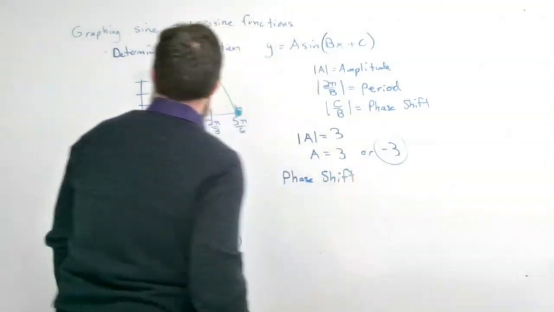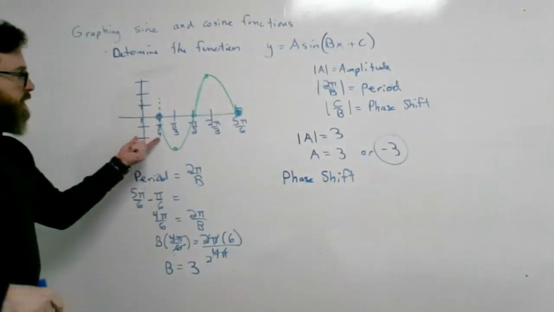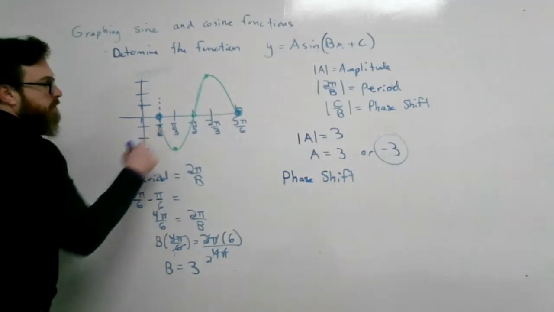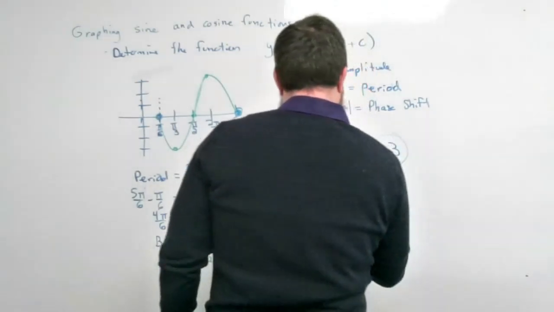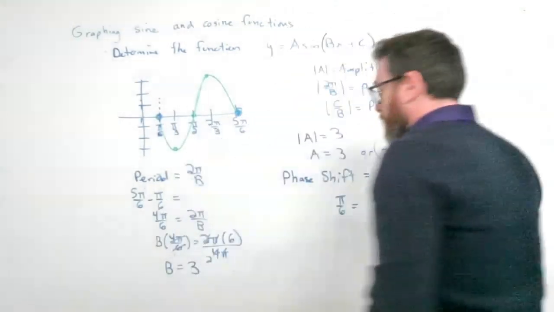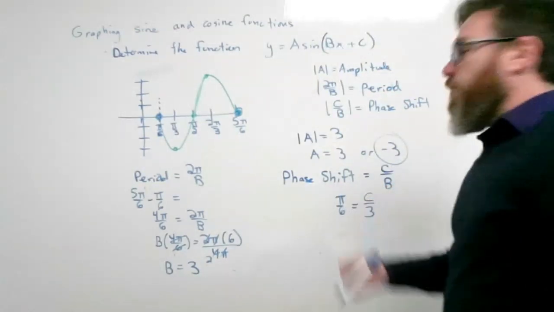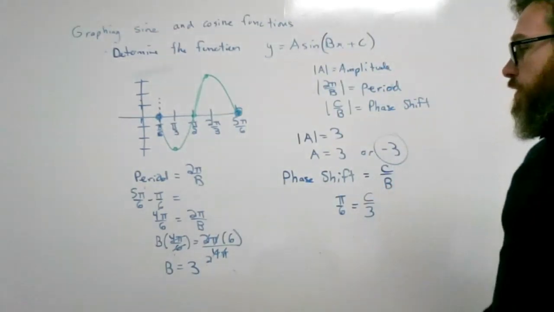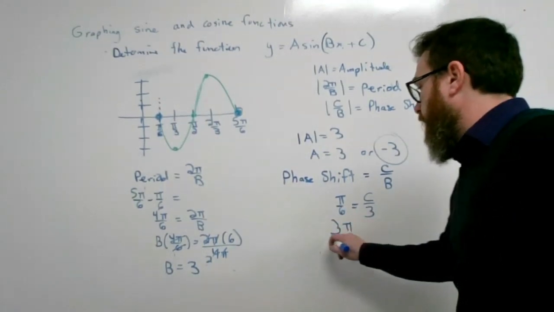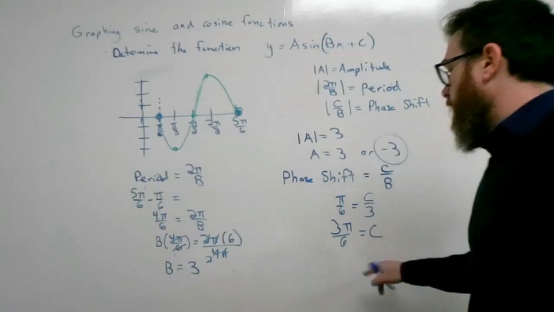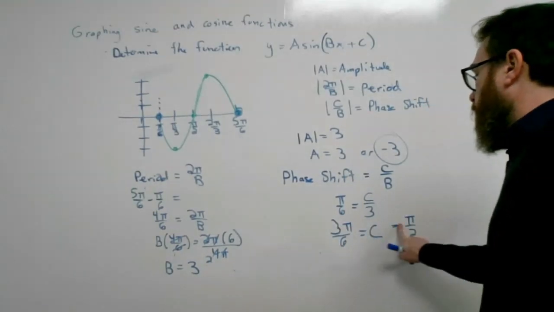Now your phase shift is how far this thing is shifted off of 0. So the phase shift is going to be this distance right here. You can see that the phase shift is this pi over 6, which is going to equal c over b. So pi over 6 is going to be equal to c over b, but b was 3. So this is going to be c over 3. So in order to solve this for c, just multiply both sides by 3. So 3 pi over 6 is equal to c, and 3 goes into 6 twice. So this is going to be equal to pi over 2.